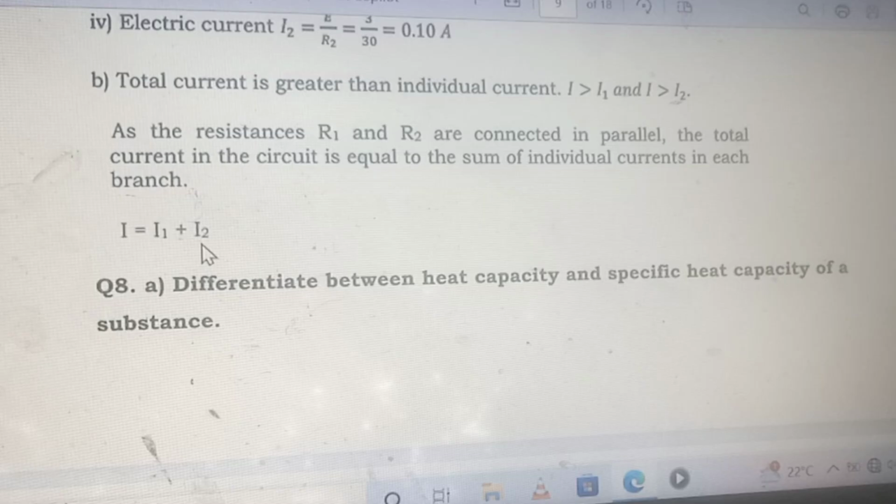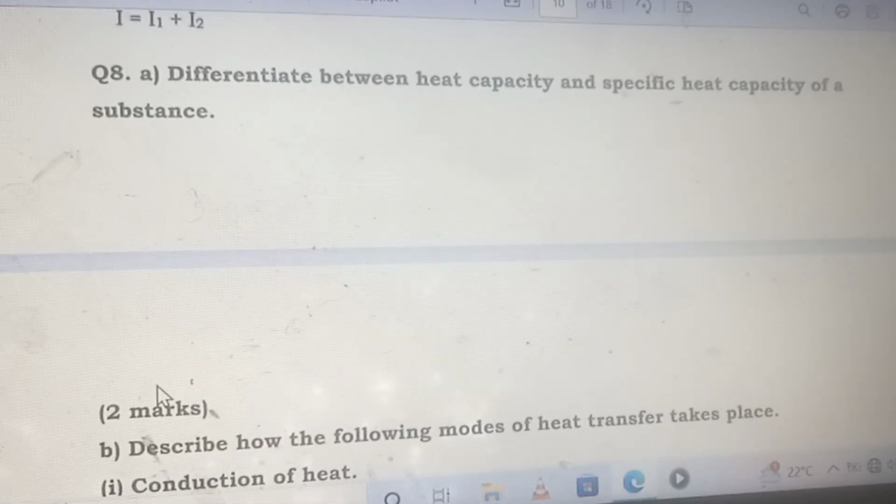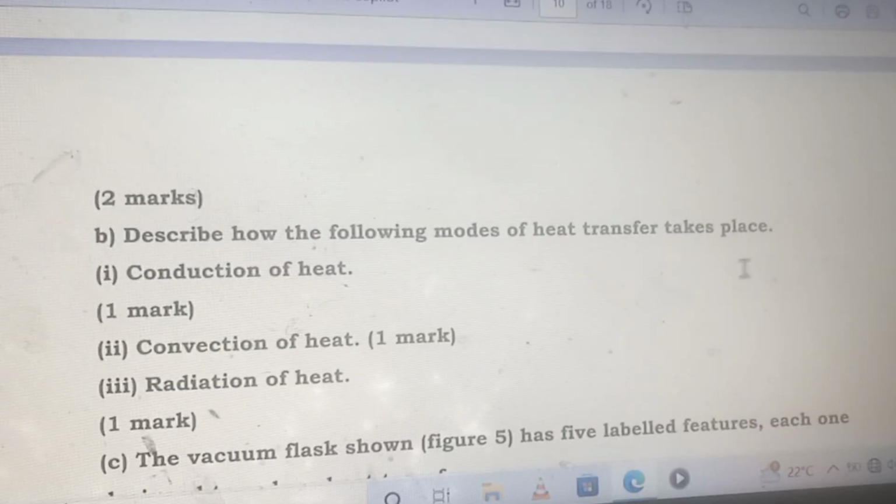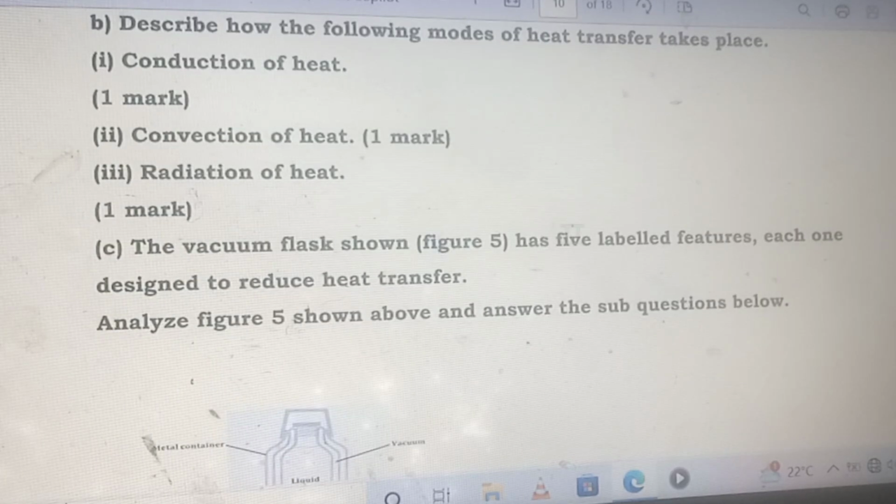Let's continue to the next question, repeated more in the national examination. A. Differentiate between heat capacity and specific heat capacity. B. Describe how the following modes of heat transfer take place: conduction of heat, convection of heat, radiation of heat. C. A vacuum flask has five elaborate features, each one designed to reduce heat transfer. Analyze the figure shown above and answer the sub-questions below.